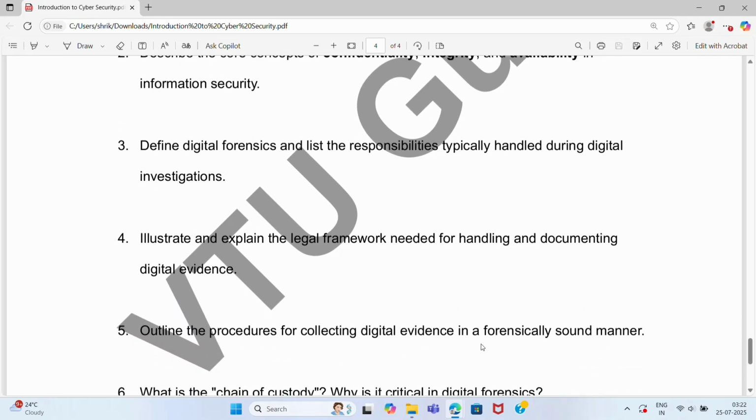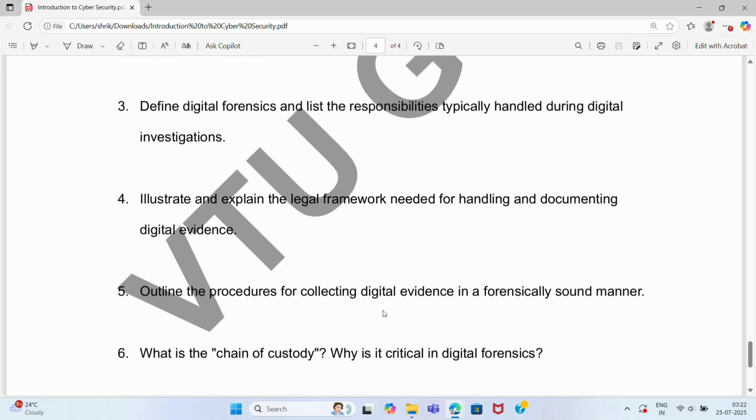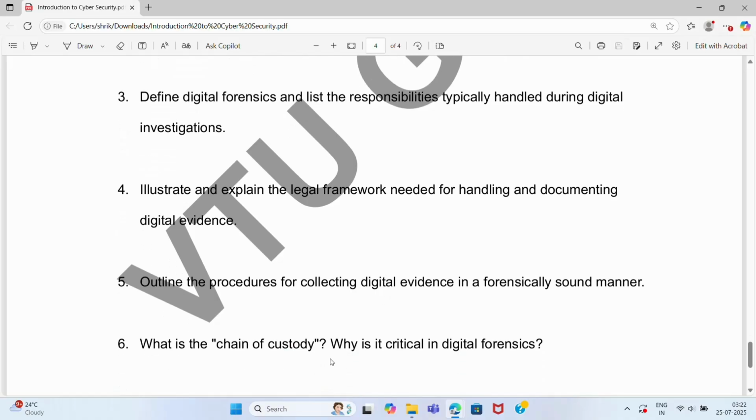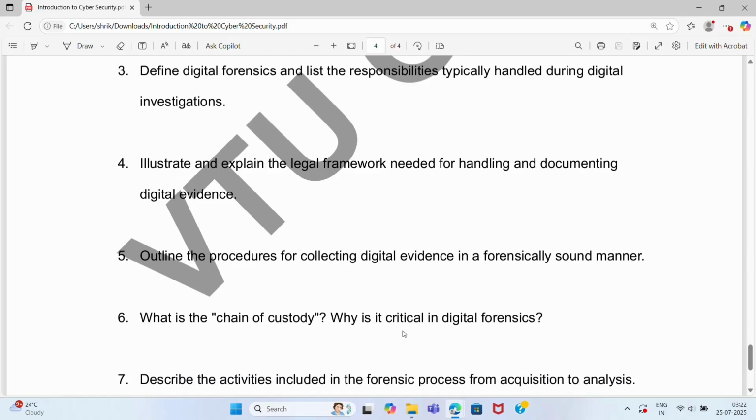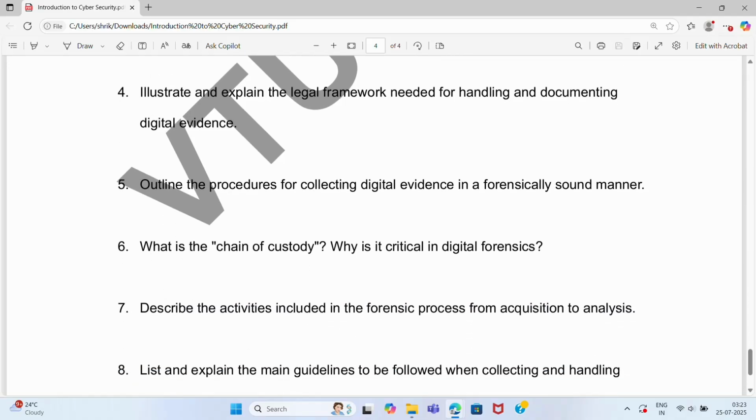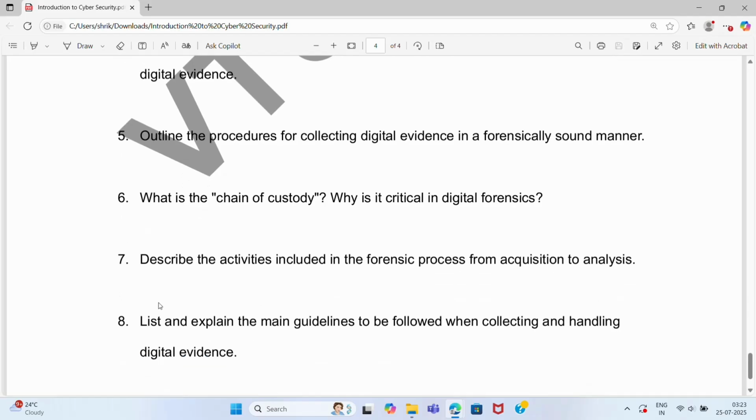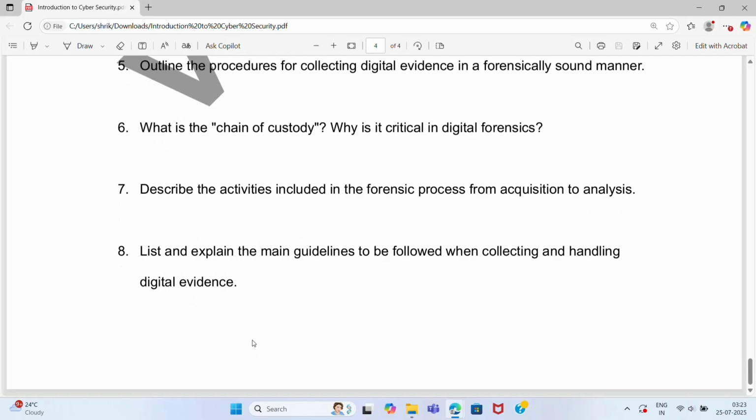Outline the procedures for collecting digital evidence in a forensically sound manner. What is the chain of custody? Why is it critical in digital forensics? Describe the activities included in the forensic process from acquisition to analysis. List and explain the main guidelines to be followed when collecting and handling digital evidence.